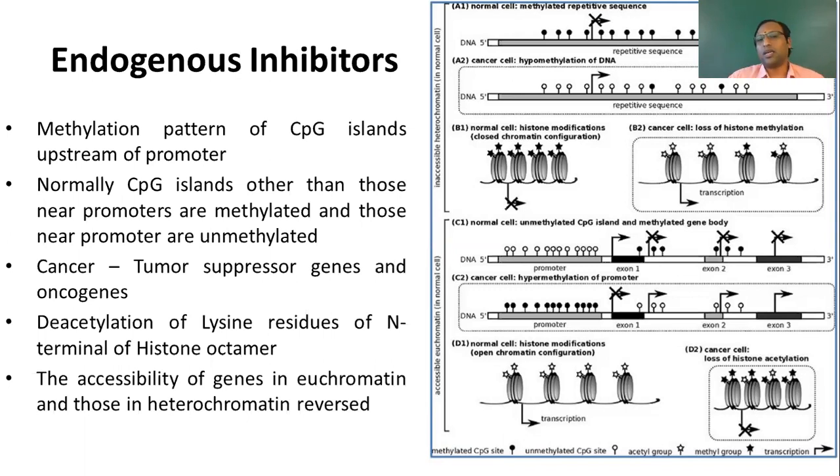In this scenario, the normal CpG islands other than those near the promoters are methylated, and those near the promoters are unmethylated. That is, a little far away they are methylated, and near the promoter they are unmethylated. If it is methylated, they will start to open up. If it is not like that, they will be very close, everything will be close. From this diagram, you can understand how the process is taking place.